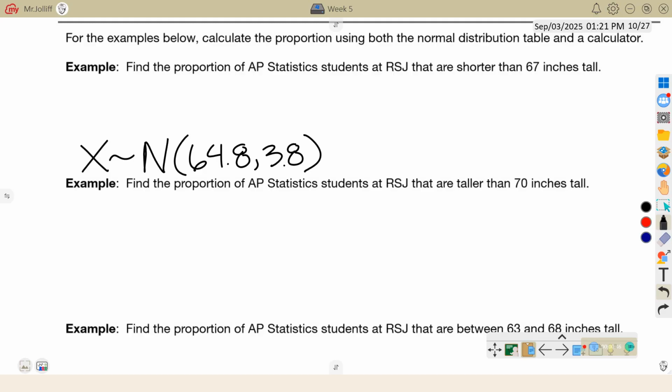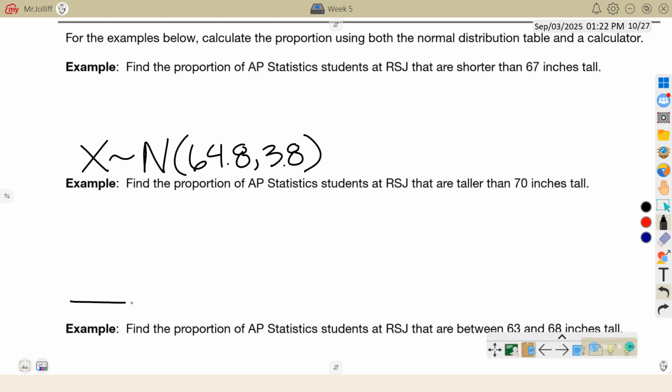Okay, so first thing I should do, I'm solving a proportion, which is another way of saying percentage. I'm solving a percentage question for a normal distribution. What comes first? The graph. If we're doing a table, ultimately I will need a z-score, but I should start with a picture and a probability statement. Good.